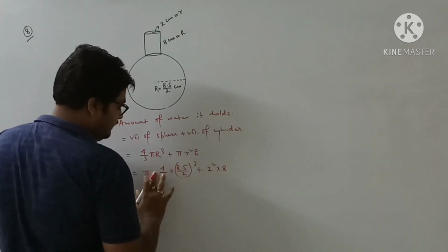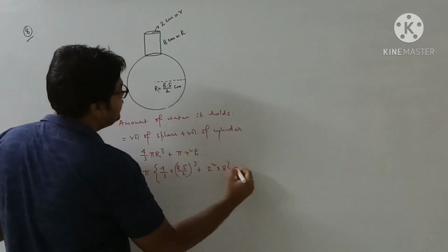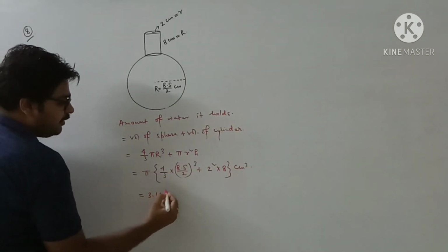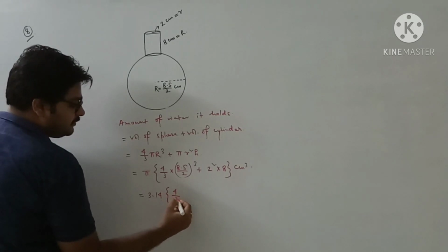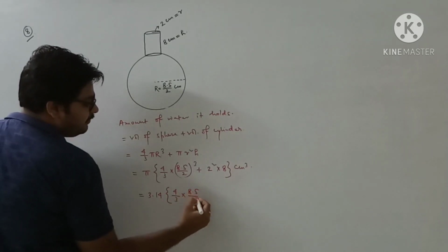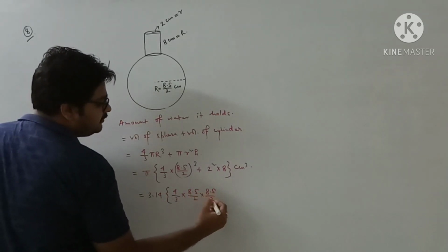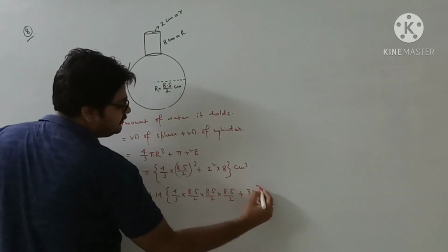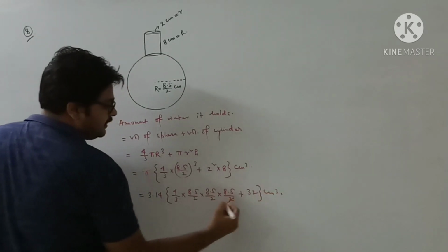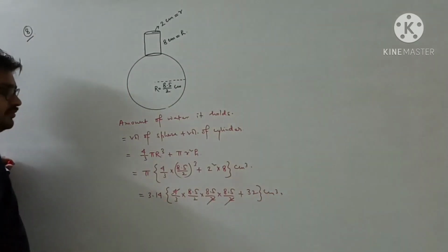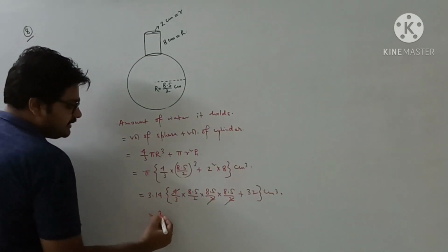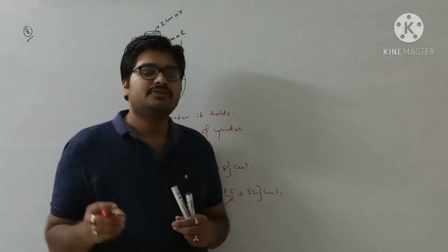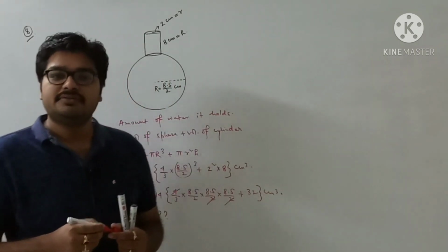You have to put here pi equal to what? 3.14. It's 8.5 by 2 into 8.5 by 2 into 8.5 by 2 plus 4 is the 32. I think the calculation part you can do. So calculate it and find out the answer. If it comes slightly more than 345 also, then you can say the child is wrong.